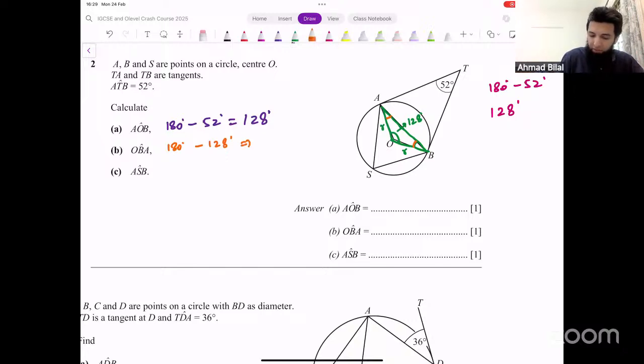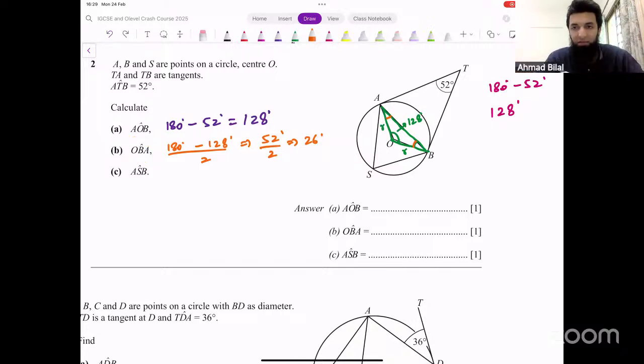This is going to give you 52 degrees. That's the sum of this angle here and this angle here. Now, since both of those angles are equal to each other, we can divide this by 2 to get one of those angles, and that's 26 degrees. So the angle OBA, therefore, has to be 26 degrees.